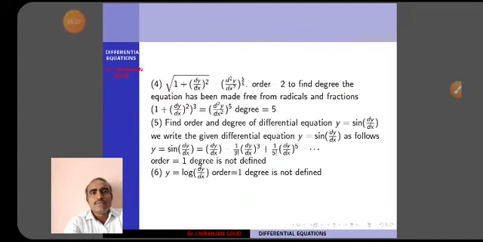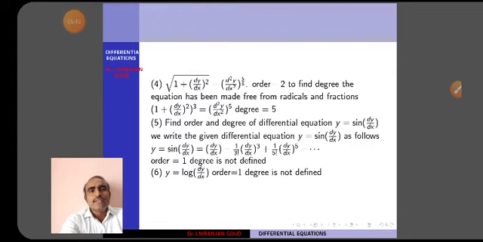See one more example. Root of 1 plus (dy by dx) whole square is equal to (d square y by dx square) whole power 5 by 6. To find order and degree, order can be defined very easily. The equation involving highest order derivative is the second order derivative. So the order is 2.